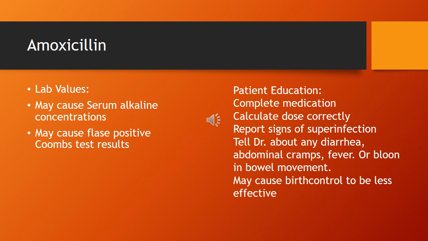All right, with amoxicillin, some of the lab values that should be taken into consideration when you have a patient who may be using this medication. It may cause an increase in serum alkaline phosphatase, LDH, AST, and ALT concentrations. And then the use of this medication may also cause a false positive Coombs test results.